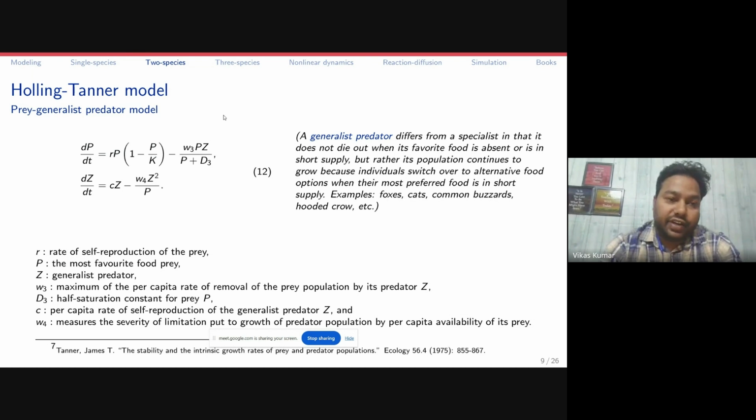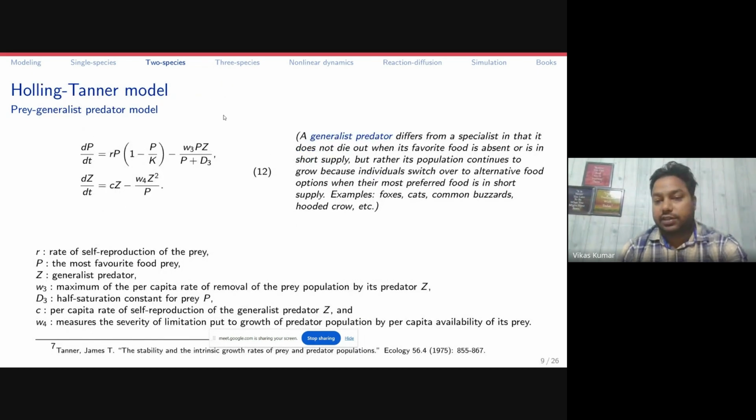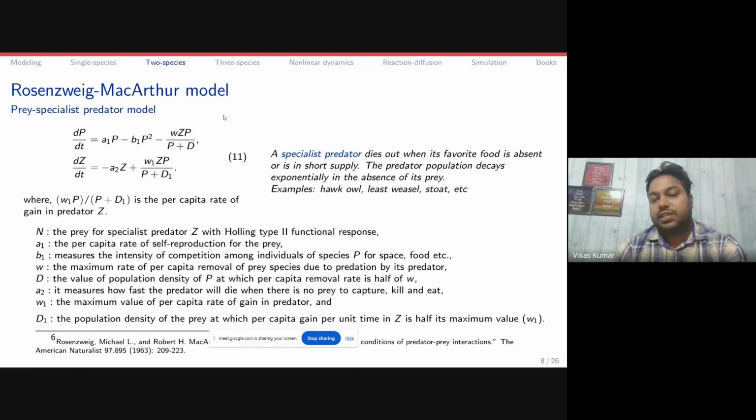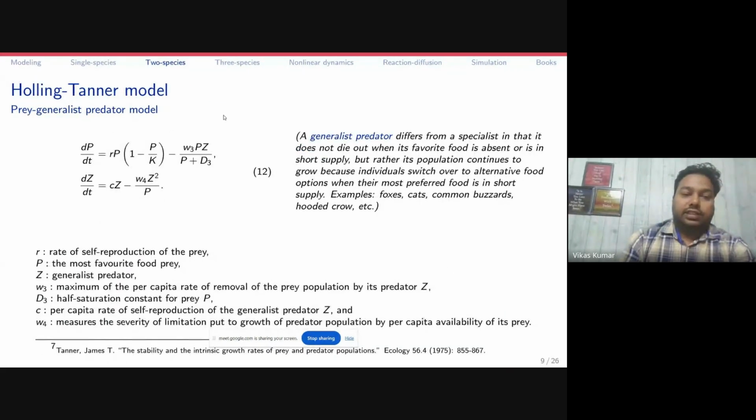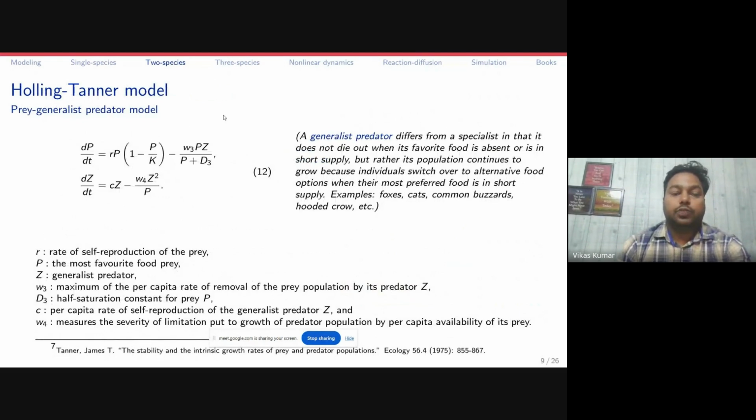So of course we have a different kind of model, and we call it the prey generalist predator model. The difference is that here we have the specialist predator, but here we have the generalist predator. And of course, we can see some examples like foxes, cats, common buzzards, hooded crows, etc. as generalist predators. And similarly, we can see examples of specialist predators like hawk, owl, least weasel, stoat, etc. So these first, second, and third are the two species models.